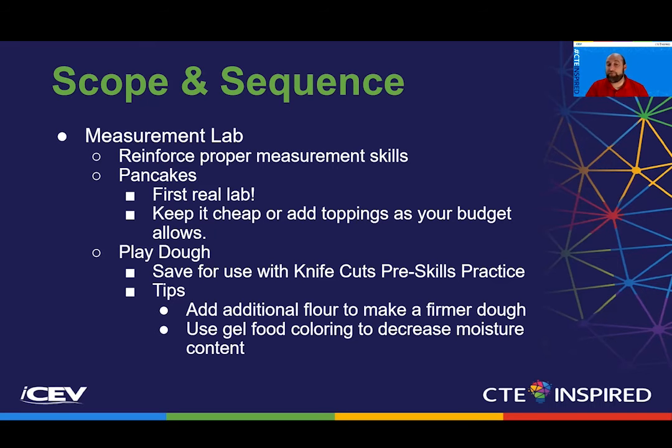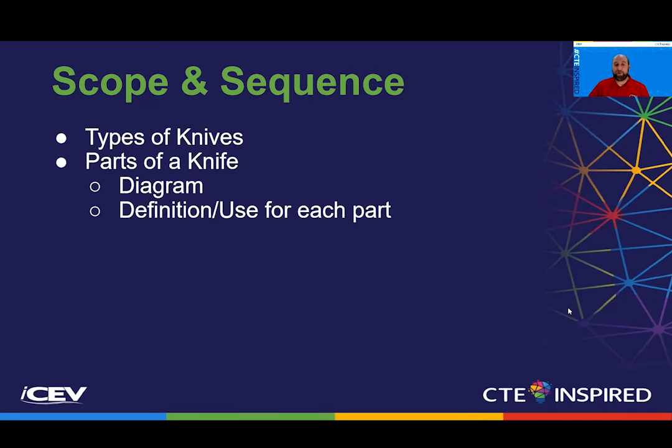We save this for use with our knife cuts. One of the tips I have for you with Play-Doh, make sure you use gel food coloring. That decreases the amount of moisture content and allows your Play-Doh to be firmer. And the same thing with flour. You may want to add some additional flour to firm up your dough. So you may want to troubleshoot this dough. The recipe I have works for me, which I am going to include here as well.